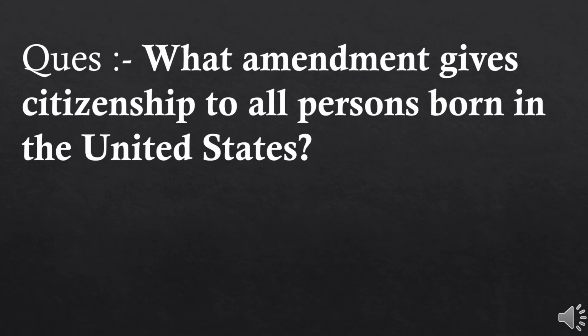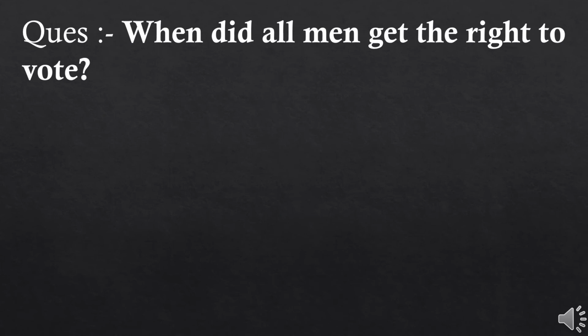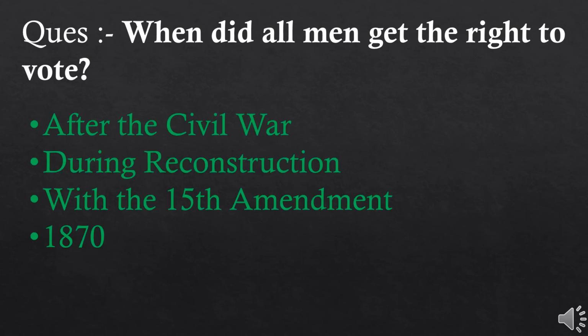Question 97. What amendment gives citizenship to all persons born in the United States? 14th Amendment. Question 98. When did all men get the right to vote? After the Civil War. During Reconstruction. With the 15th Amendment. 1870.